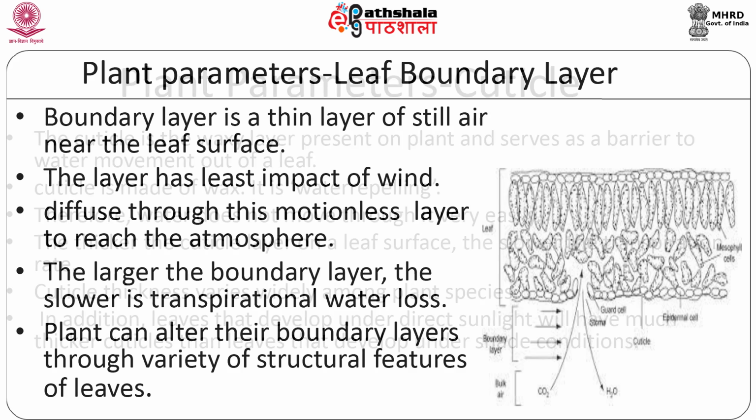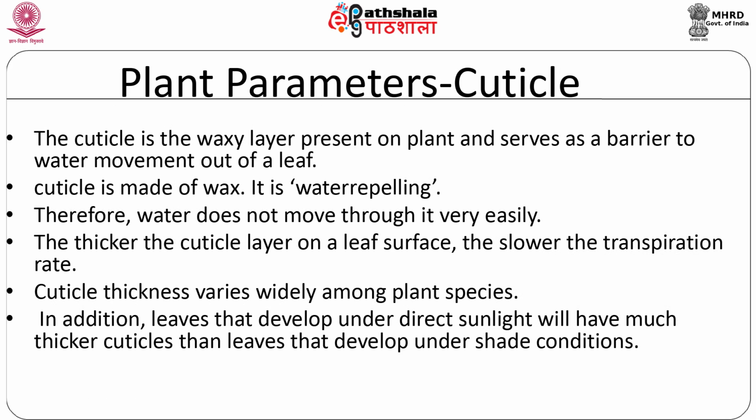The cuticle is a waxy layer present on all above-ground tissues of a plant and serves as a physical barrier to water movement out of a leaf. Because the cuticle is made up of wax, it is very hydrophobic, or in other words, water repelling. Therefore, water does not move through it very easily. The thicker the cuticular layer on the leaf surface, the slower the transpiration rate. Cuticle thickness varies widely among plant species. In addition, leaves that develop under direct sunlight will have a much thicker cuticle than leaves that develop under shade conditions.